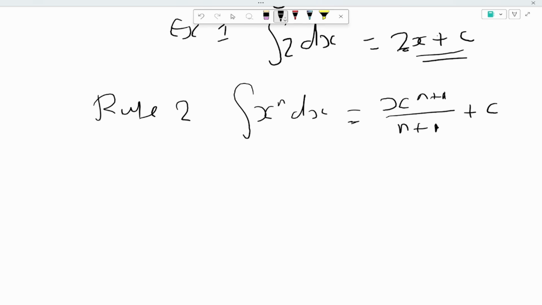So we can use a more comprehensive example. For instance, let's say this is example 2. You have a function. You have to integrate this.